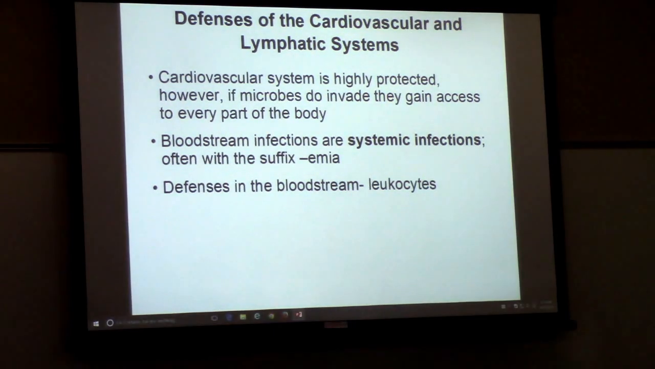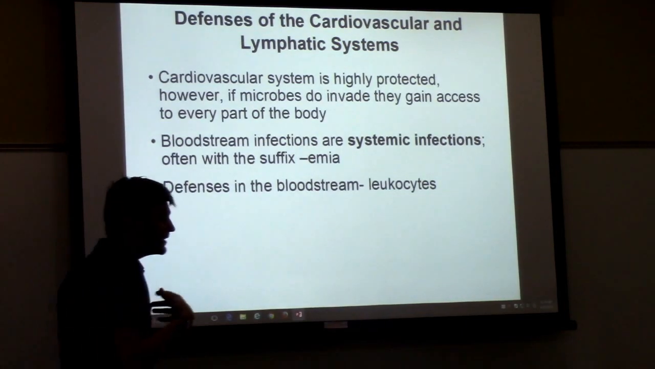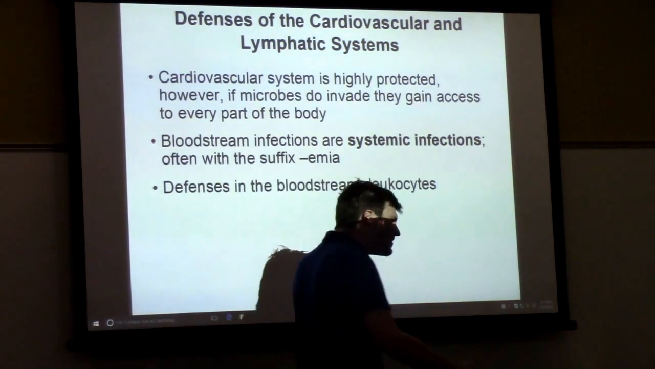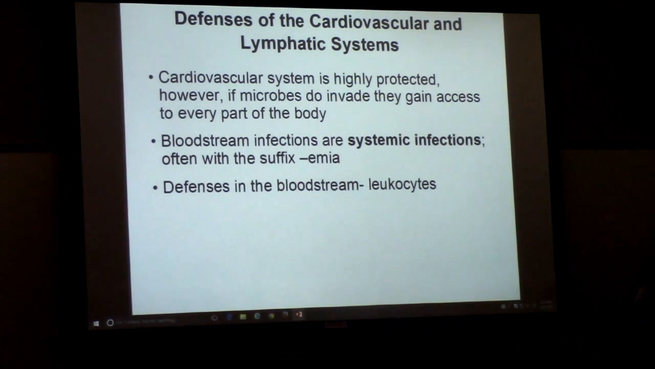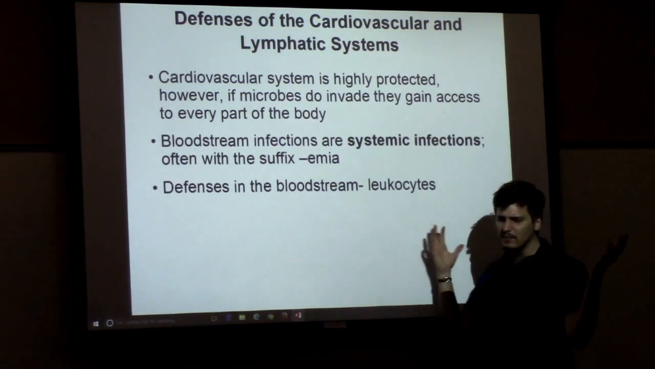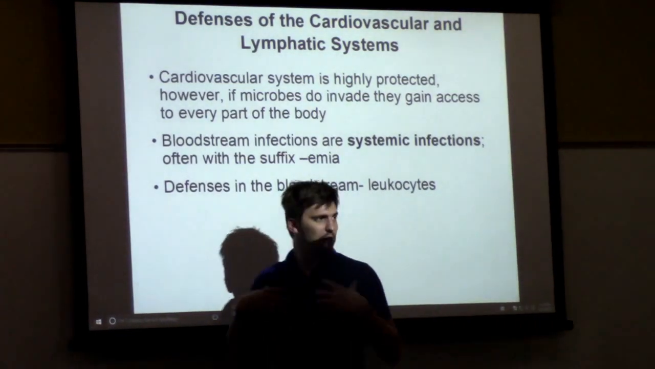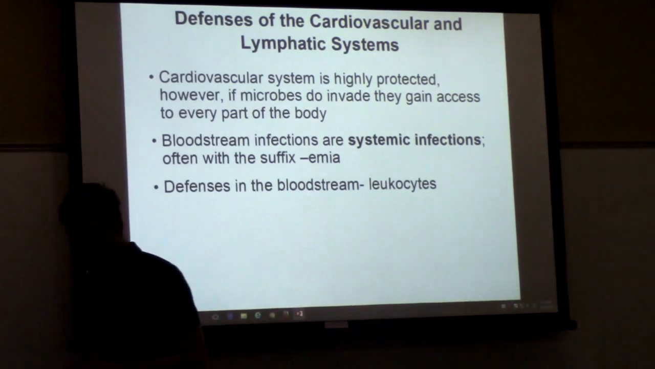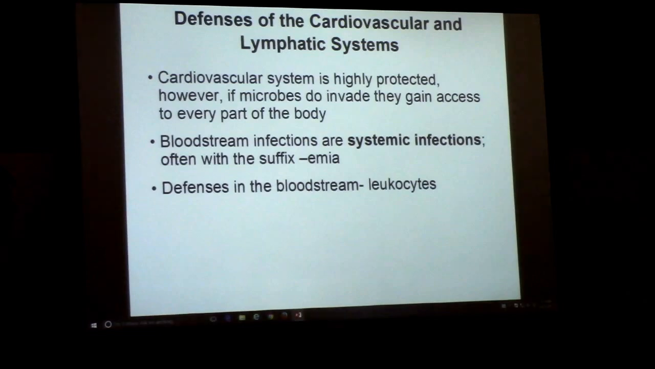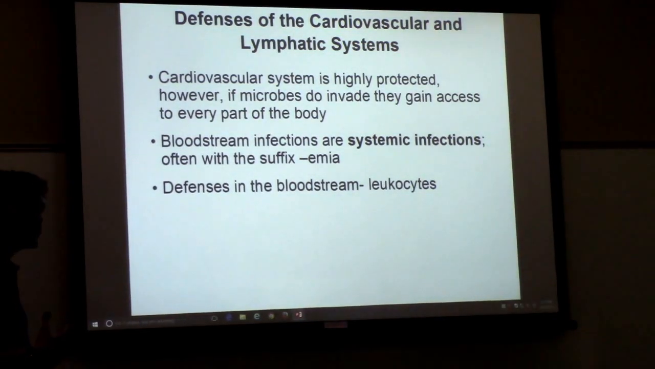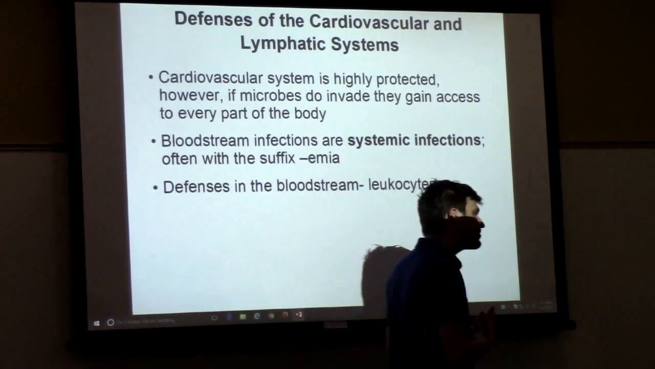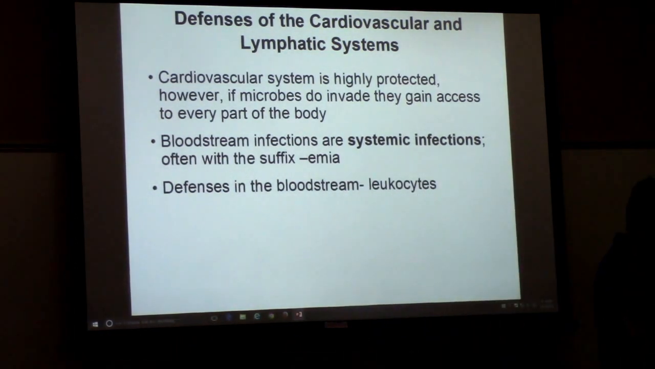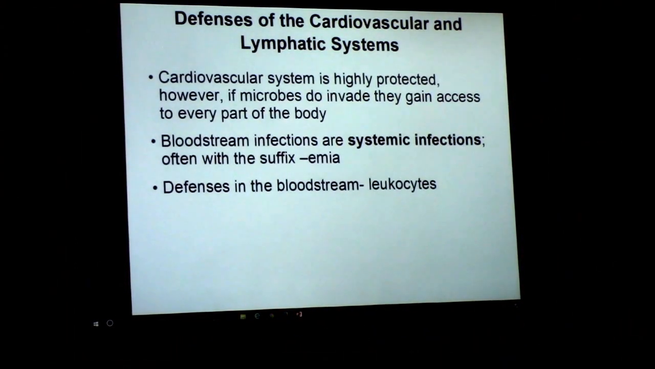And usually this results in something called cytokine storm. That means all of these immune cells become activated very quickly, releasing all these different cytokines and chemokines, and this causes widespread edema, inflammation, leakiness of blood vessels, blood loss, and something called septic shock, which is often life-threatening. So these systemic infections are well protected, but if an infection does occur, the immune system is actually doing more harm than good in that instance.